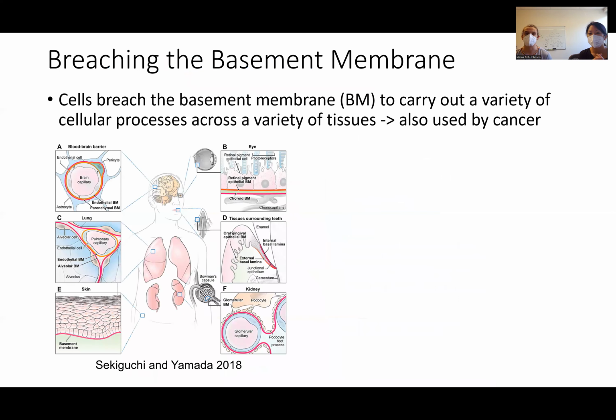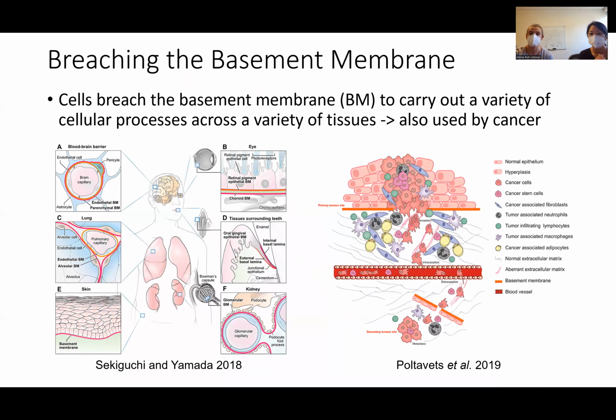Yeah, so cells breaching the basement membrane is used pretty ubiquitously across the human body, really to carry out a variety of cellular processes across, again, a variety of tissues, right? So it's something that's pretty ubiquitous. It's something that a lot of cells do, not just cancer cells, but it also is used by cancer cells. It's what allows them to break out from the primary tumor and really start metastasizing, and in other processes that cancer uses to invade the human body.